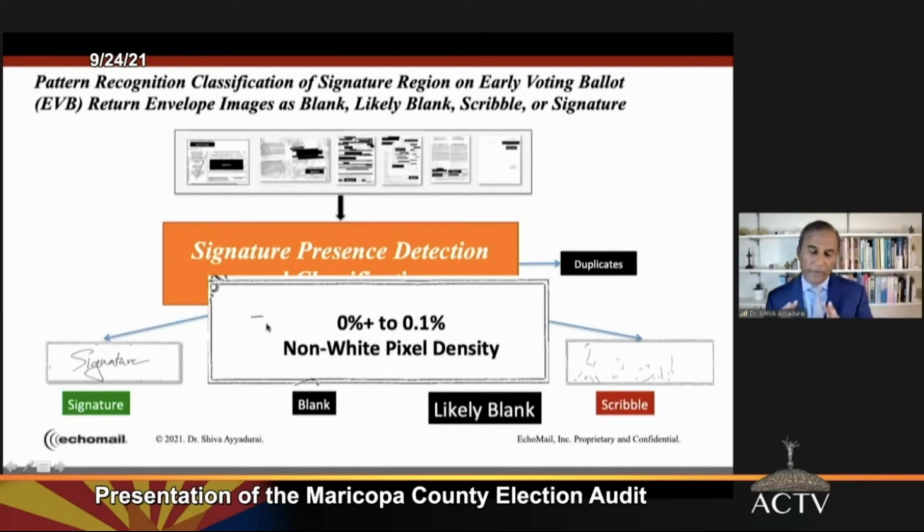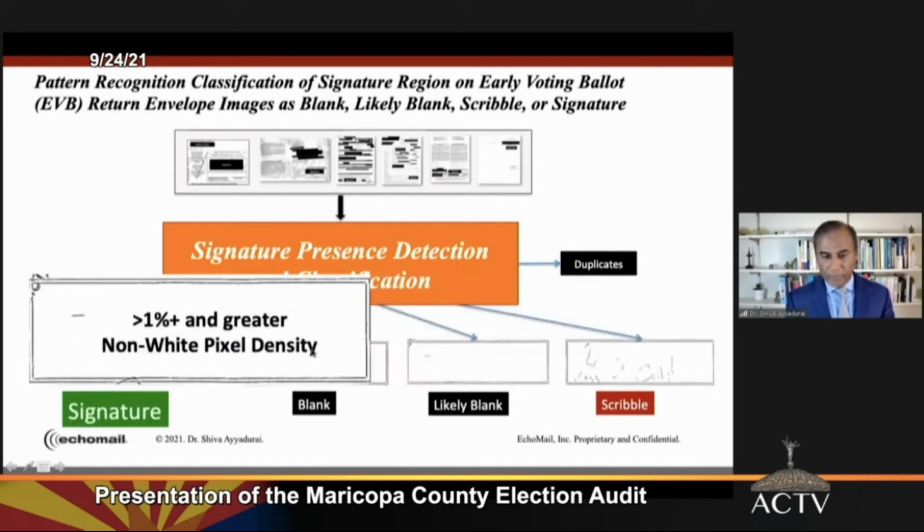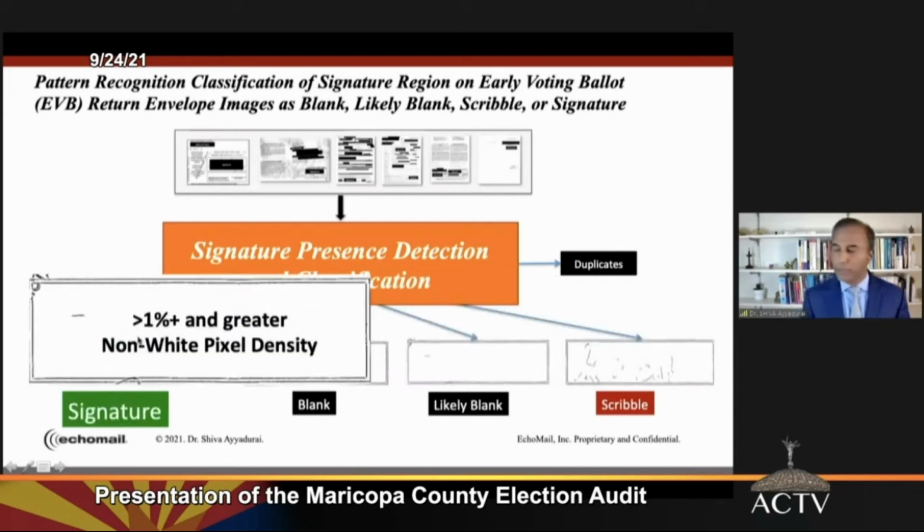If it has a little bit, greater than 0% but no more than 0.1%, like this example here, we put it into another category just for early classification purposes. We called it a likely blank. And then if it was greater than 1% density, that was denoted a scribble. By the way, this should be 0.1% to 1%, a slight mistake here. So let me repeat, this should be greater than 0.1%, less than 1%. Please correct that. And this is greater than 1%.